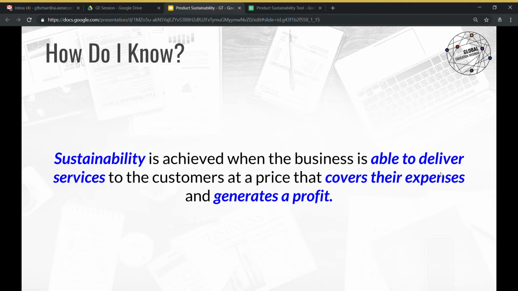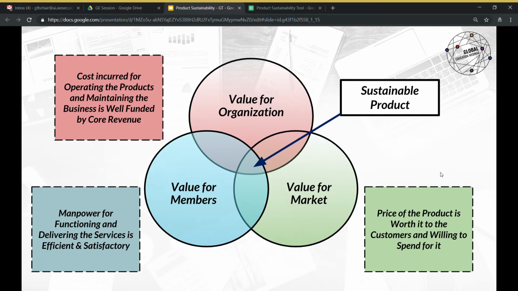Now, how do I know? Sustainability is achieved when the business is able to deliver services to the customers at a price that covers their expenses and generates a profit. Costs incurred for operating the products and maintaining the business are well funded by core revenue, which is called value for organization.